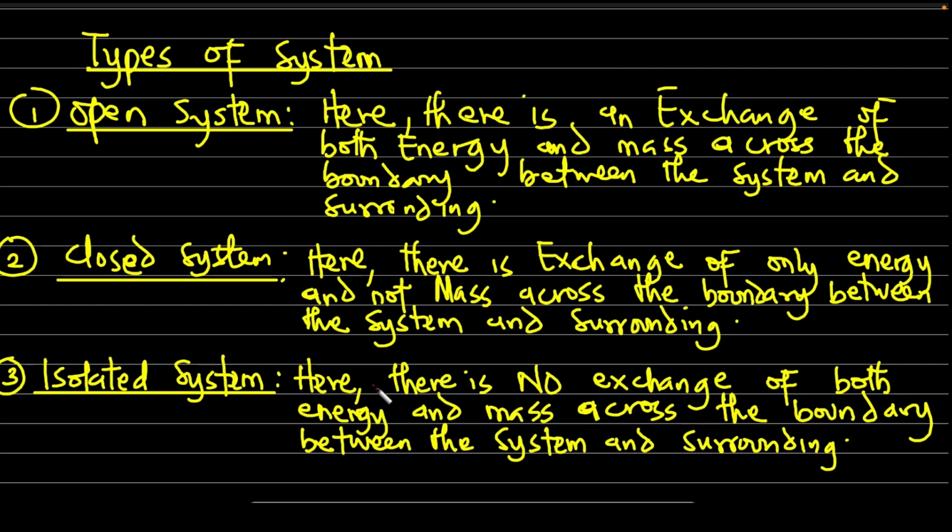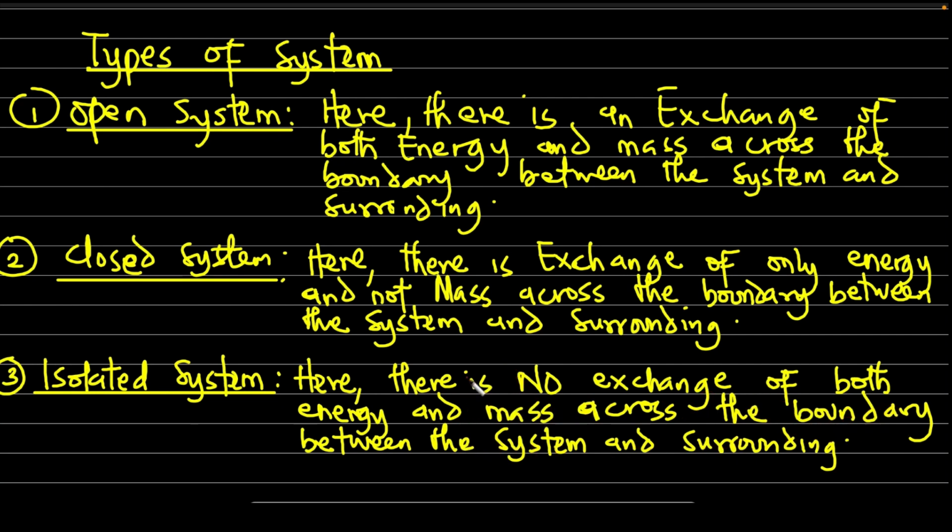The water content remains intact, the water will not reduce, as well the mass of the water remains the same, and the temperature of the water at first will not really change except with time. So these are the three major types of systems. So therefore, isolated system is a system where there is no exchange of both energy and mass across the boundary.